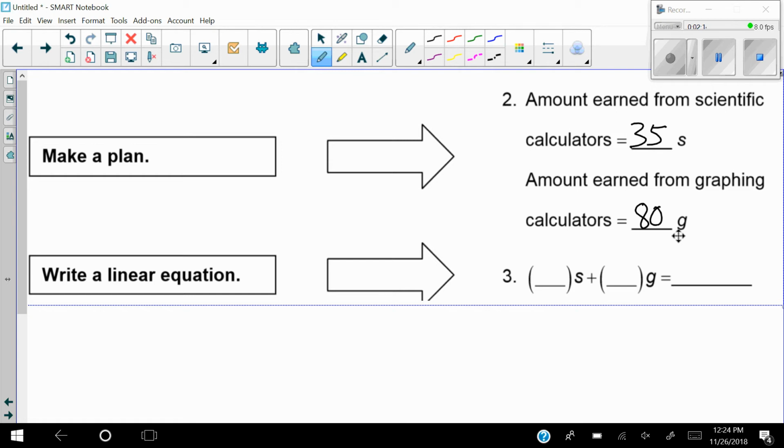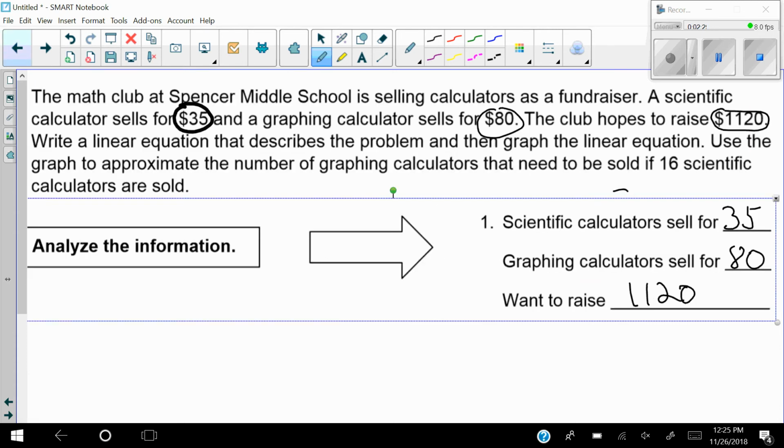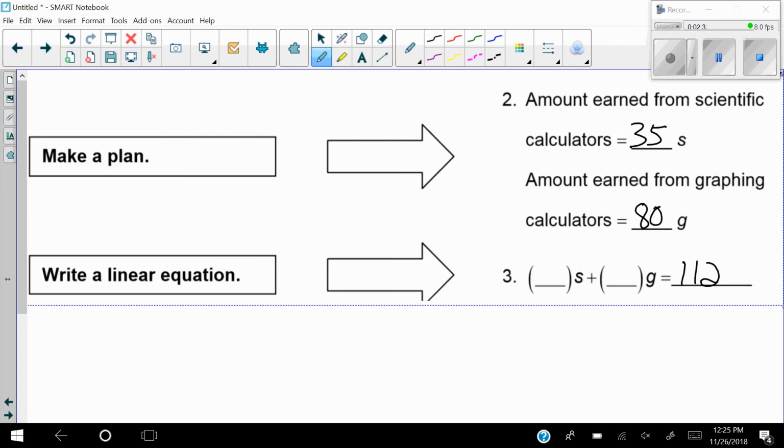So if we add the $35 times the number of scientific calculators, and the $80 times the number of graphing calculators, we want it to add up to equal $1,120. So we're going to take the $35 times the scientific calculators and then the $80 times the graphing calculators, add it together, and we want it to equal 1,120. So that's our linear equation right there. We're going to use that.